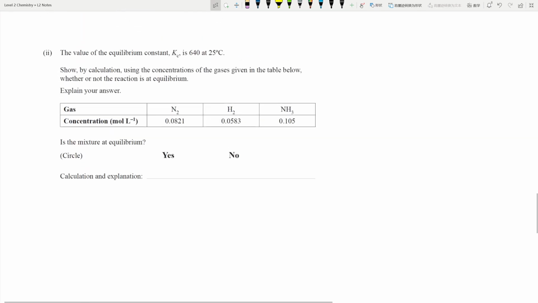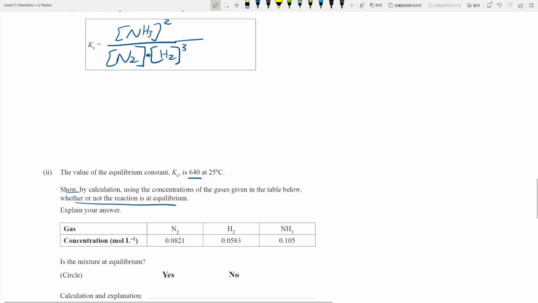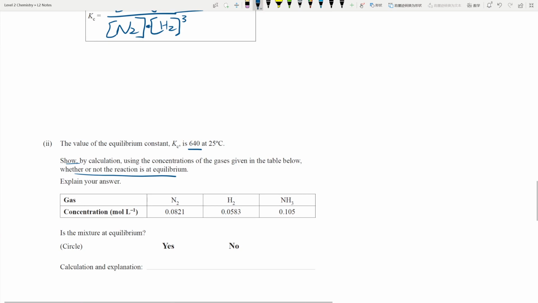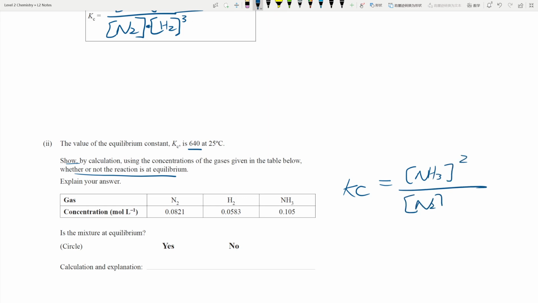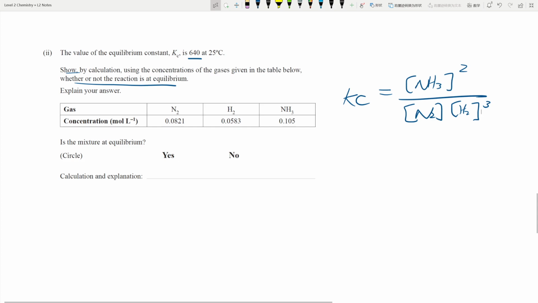The value is Kc at 640. Show by calculation whether or not the reaction is at equilibrium. Okay, so we figured out before where's our Kc expression. So here we want to know Kc equals [NH3]^2 divided by [N2][H2]^3. Okay, so we're just gonna crunch your numbers.